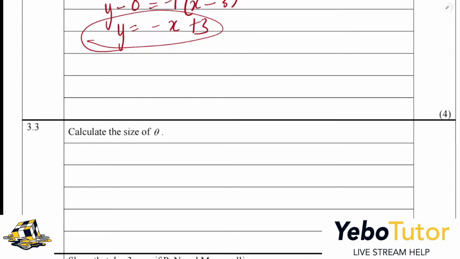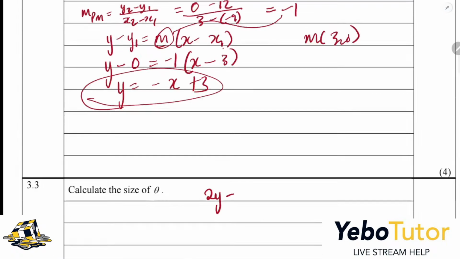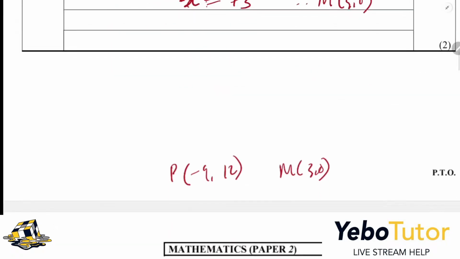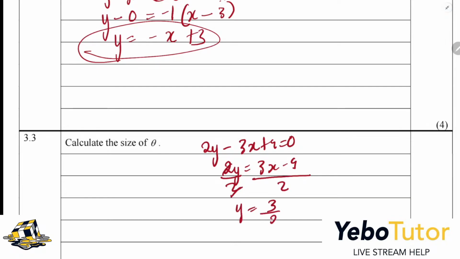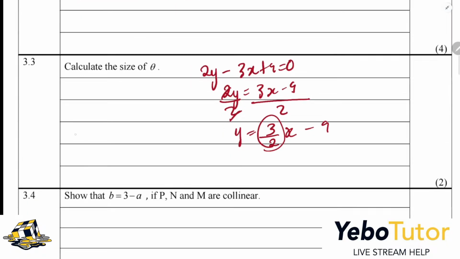We are given the equation of line QR to be 2y minus 3x plus 9 equals 0. This is the same as 2y equals 3x minus 9. Divide all through by 2, then your equation is y equals 3/2 x minus 9/2. So the gradient of that line is 3/2, and the angle of inclination is always tan theta equals the gradient. So theta will be the arctan of the gradient, which is 3/2.